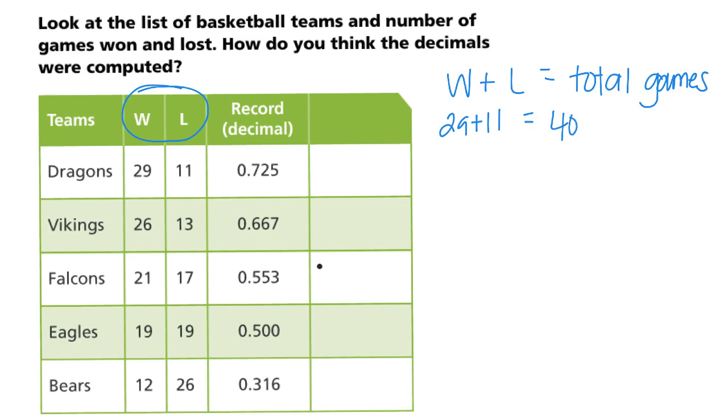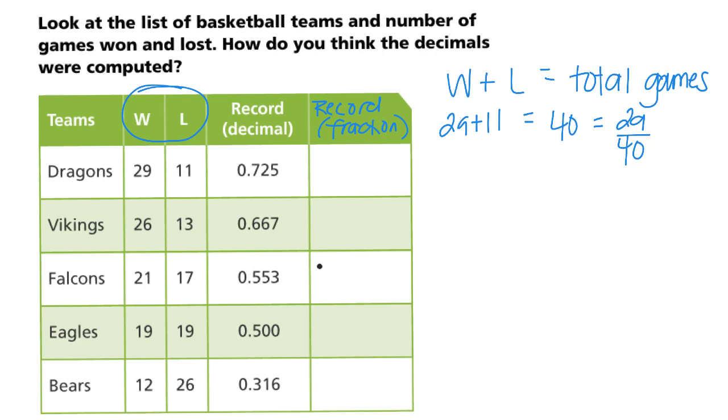Now, if I wrote this as a fraction and thought about the number of games that they won out of the total number of games, and if I put that 29 divided by 40 into a calculator, that would give me the record in decimal format, which is 725 thousandths. So in the last column, I'm going to write the record as a fraction. And I'm going to do the same thing for all of the basketball teams.